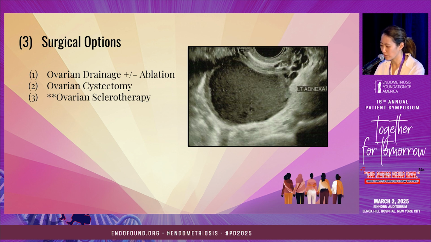And this is, again, a generalization, but the first is ovarian drainage, where the cyst is ruptured, drained, and then sometimes burned, okay, which is what some practitioners are doing. The second is an ovarian cystectomy, where we actually take the wall of the cyst, fully peel it out, and repair the ovary. The last one is something called ovarian sclerotherapy.